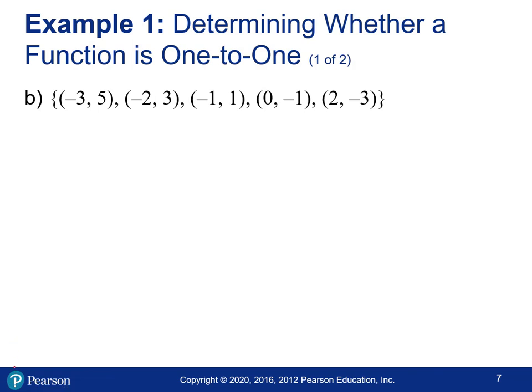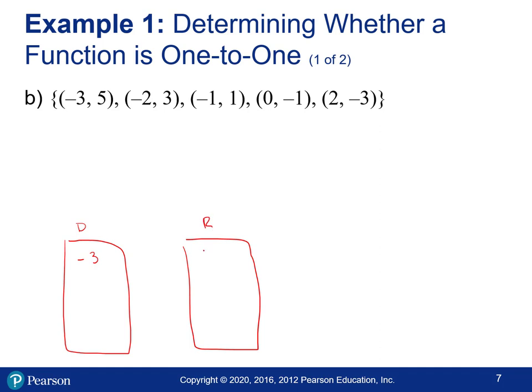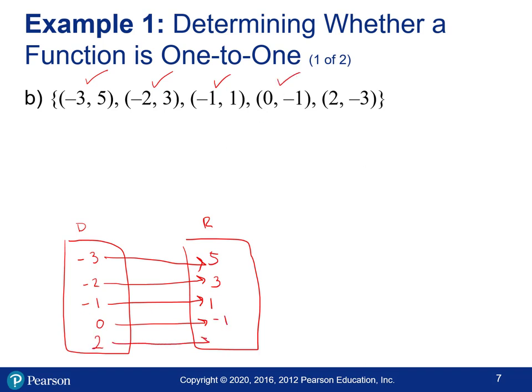How about this one? This time it's a set of ordered pairs. Let's go ahead and draw this to help you see it more visually. We have -3 in the domain corresponding to 5 in the range. That's the first ordered pair. Then -2 corresponds to 3, then -1 produces 1, 0 produces -1, and 2 produces -3.